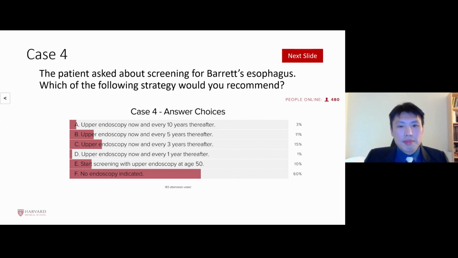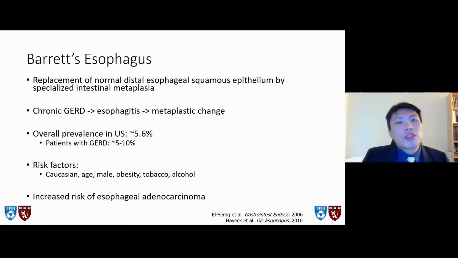So it seems like the majority have chosen no endoscopy indicated. So what is the current guideline for managing or evaluating for potential Barrett's esophagus? We know that Barrett's esophagus is a replacement of normal distal esophageal squamous epithelium by intestinal metaplasia.